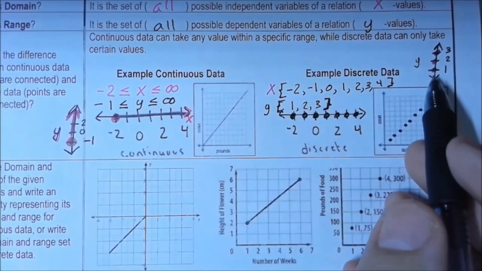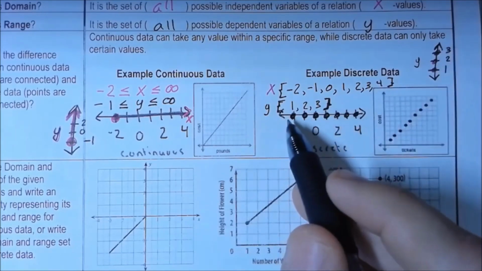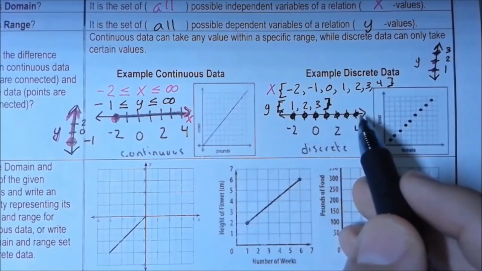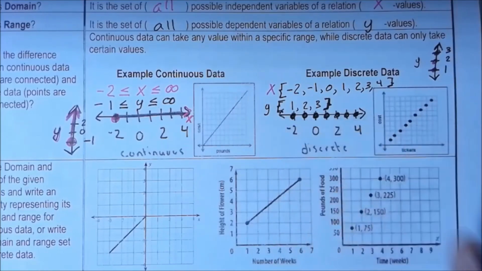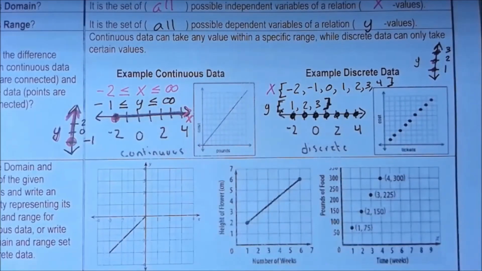So we're literally just listing the values of y that are on the number line, going vertically, just like we'd be listing the values of x going on our x-axis, which would be horizontal. So let's try this again down at the bottom and see if we can make more sense of it.